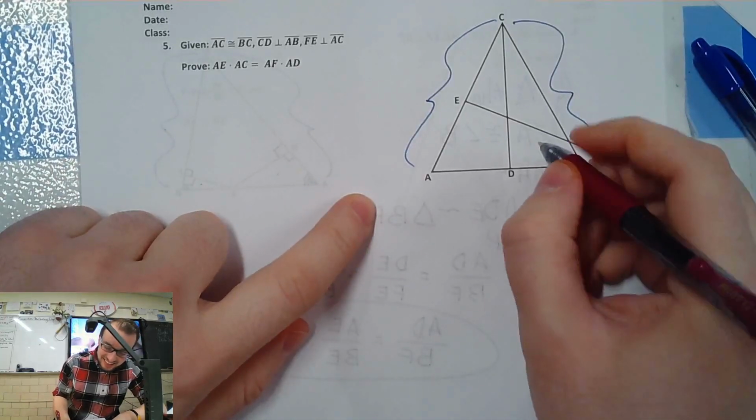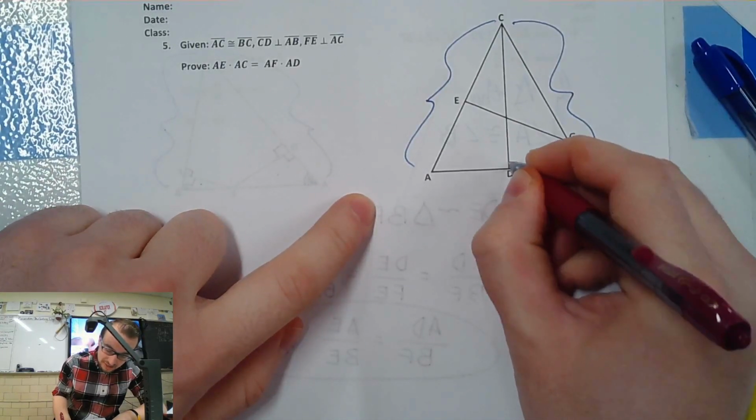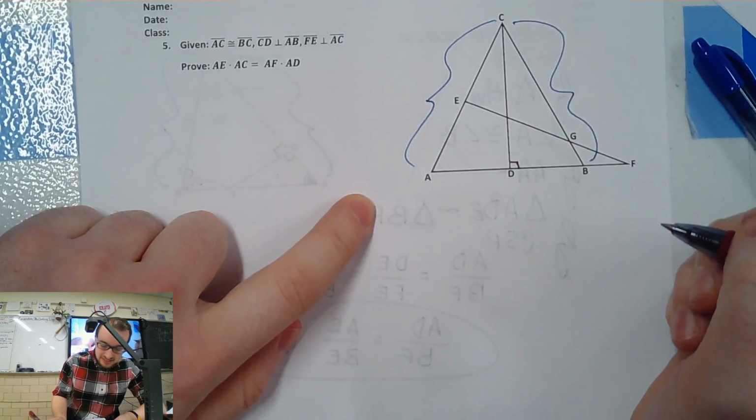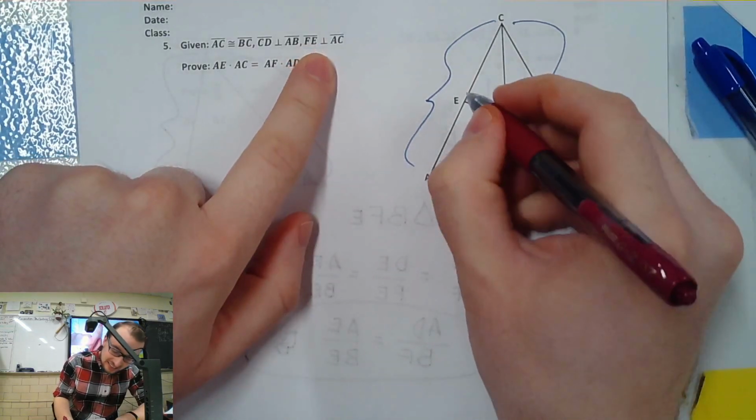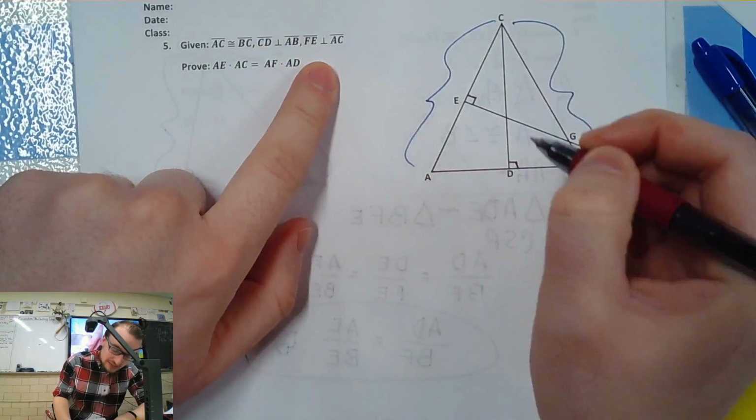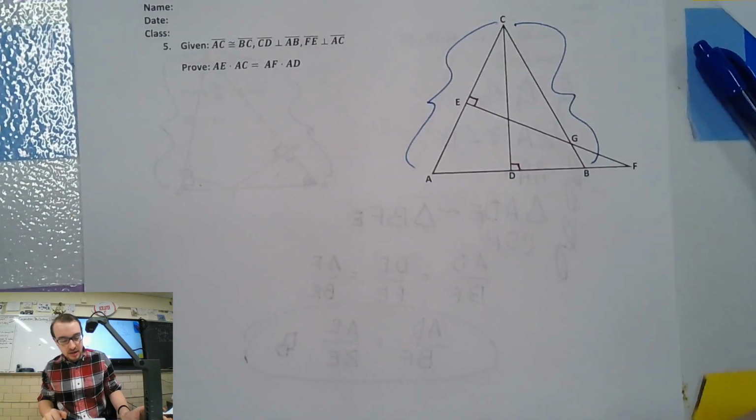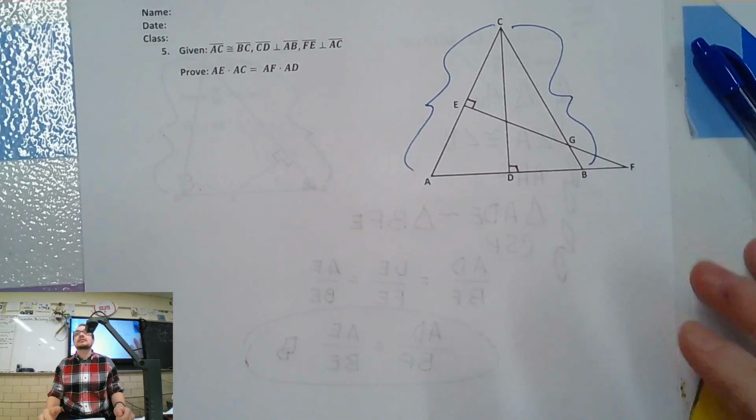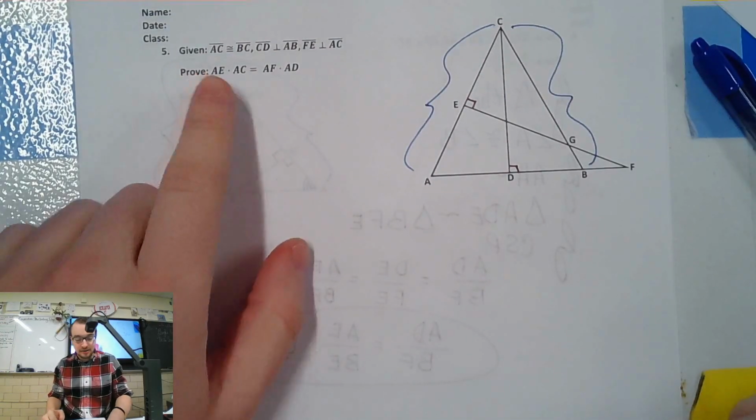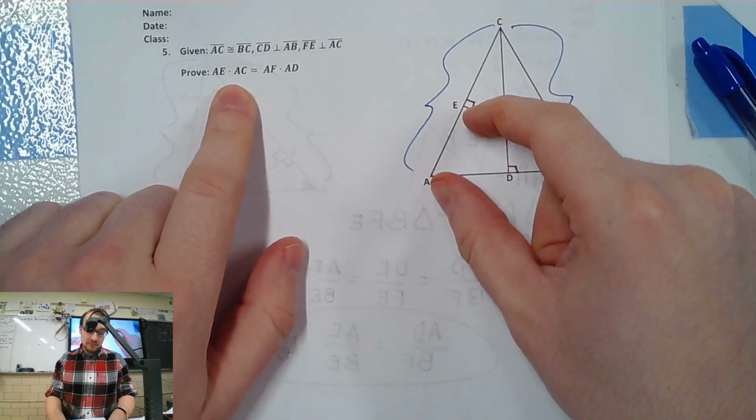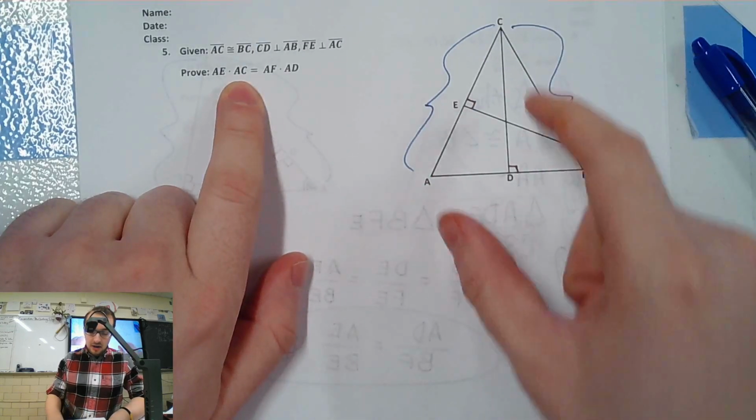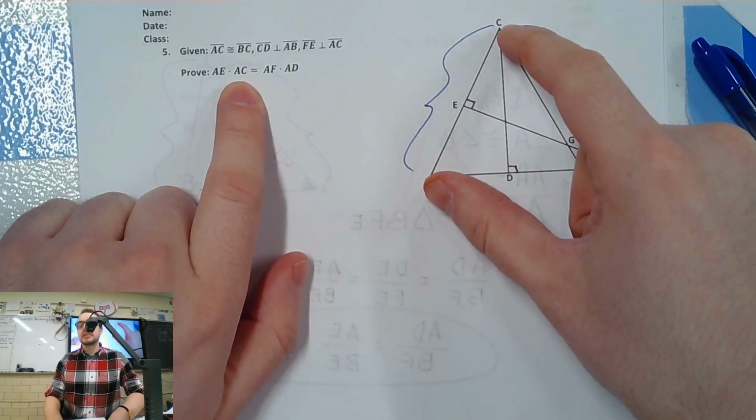All right, AC and BC are congruent. CD and AB are perpendicular. FE and AC are perpendicular. All right, we got Triangle City here. Which triangles do we care about? AE is this segment, and AC is this. It's different this time.